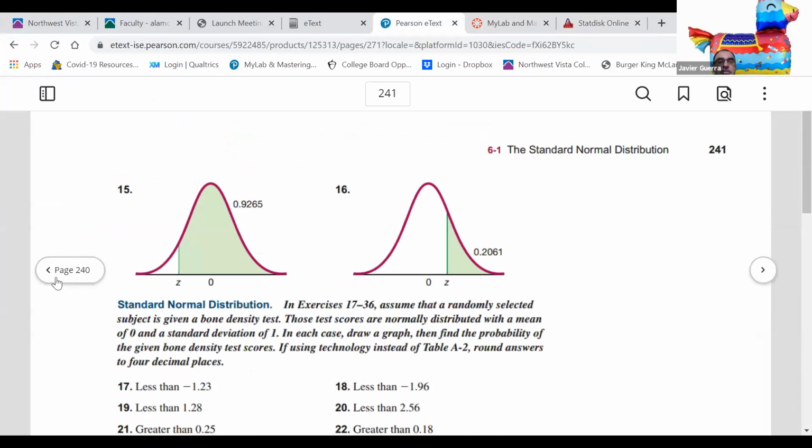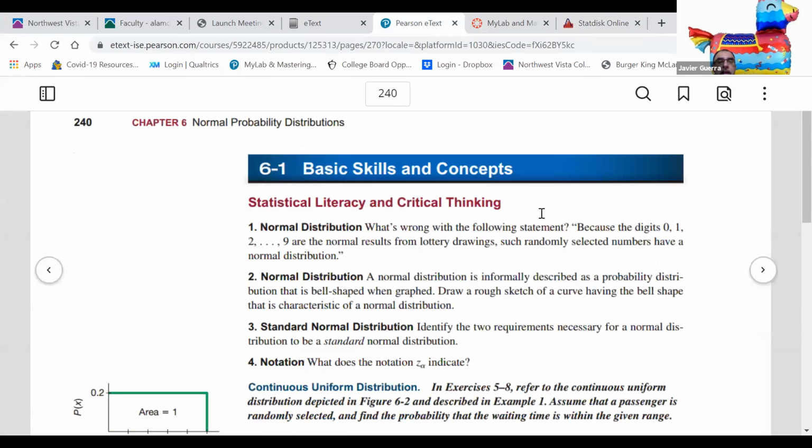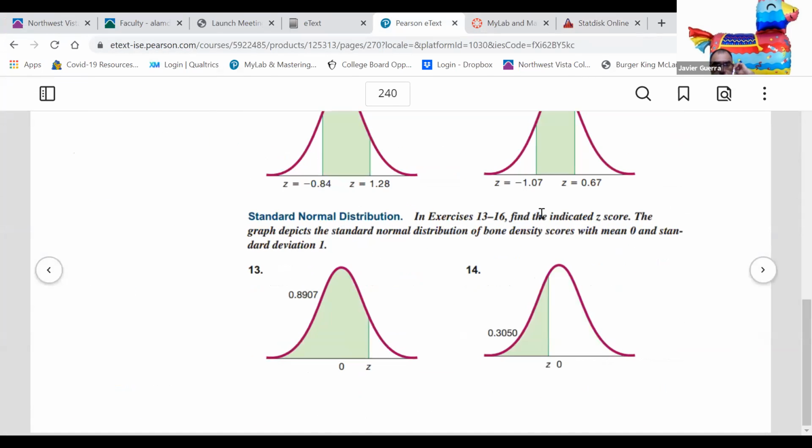We're gonna go back to 240. And now I can show you how to do number 13, 14, 15, 16, 17. We're gonna do all 13, 14, 15, 16. We're gonna do them all so you can see how it works.